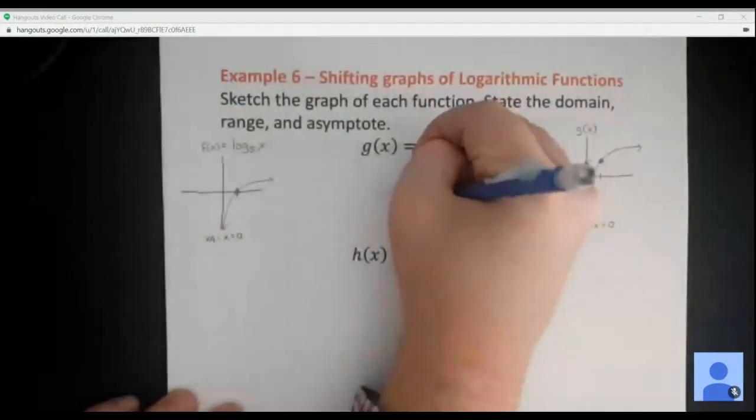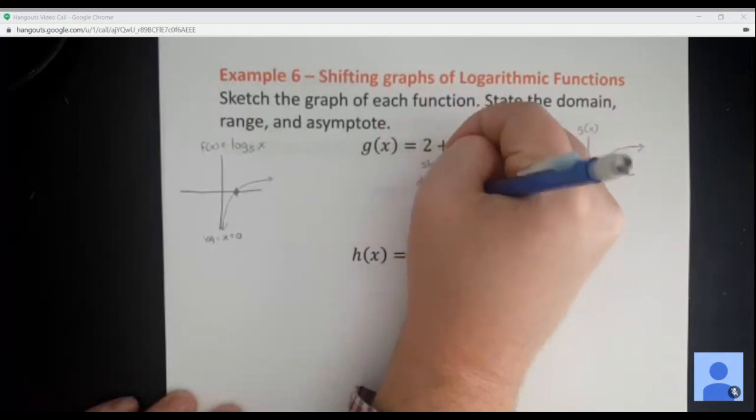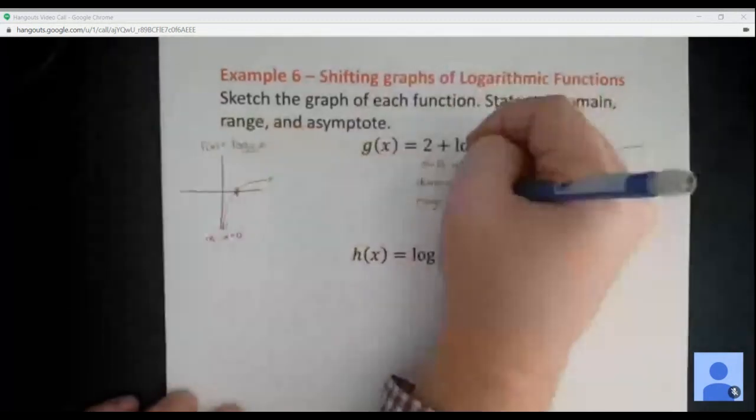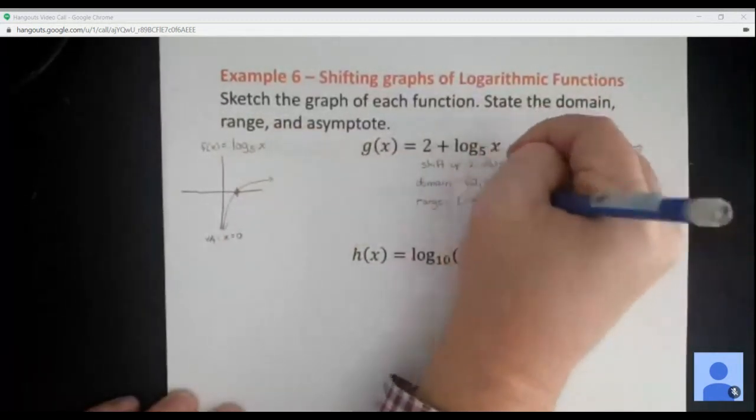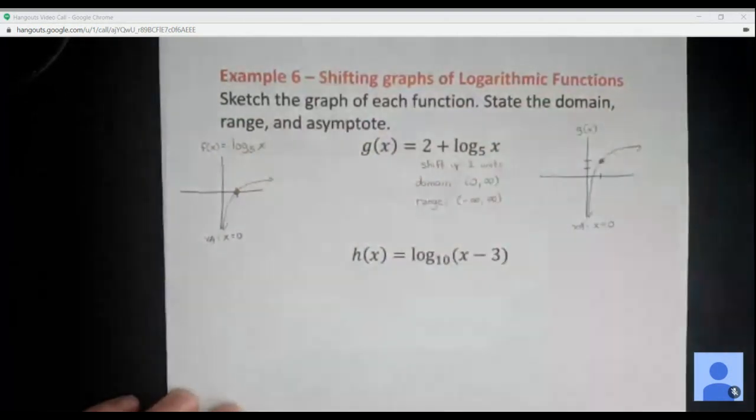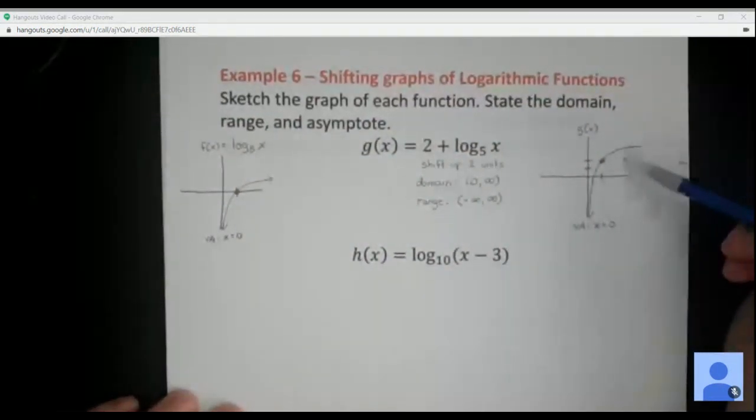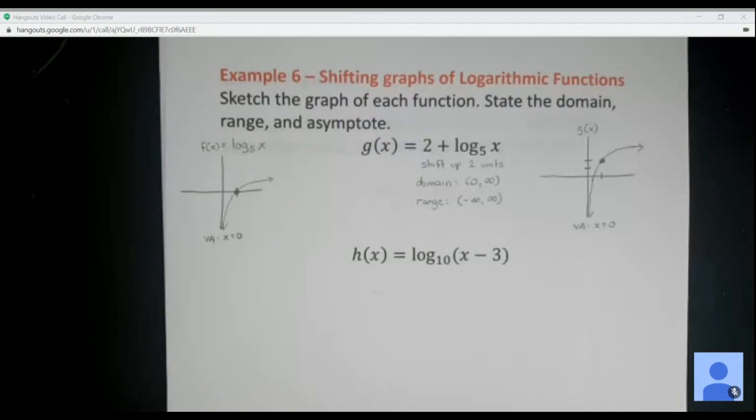What about the range for that graph? Good. Negative infinity to positive infinity. There are no restrictions on the y values here, right? So all of our y values are included. Any questions on any of those pieces?